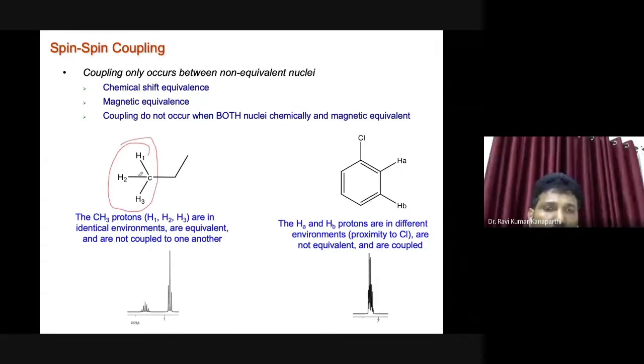So if you have a CH3 group, we just discussed that these are all equivalent. Then these chemical shift values will be the same and identical. They don't split, right? But they will split only with the adjacent carbon protons. For example, if here there is a proton and here there is a proton, then these protons start interacting with this, and then we see the splitting.